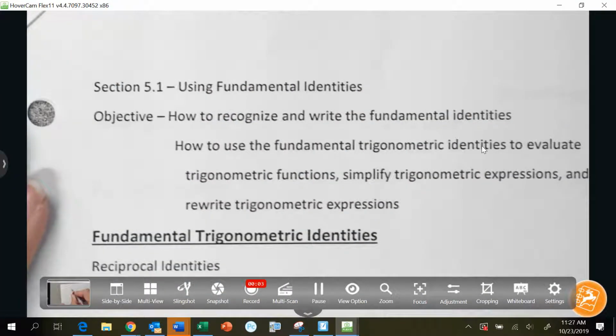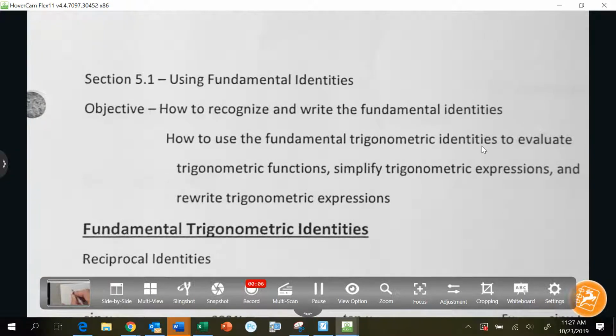So we're going to start chapter 5 of our book, even though we're barely using the book. And it's still all trig stuff. I told you trig stuff to the end of the semester pretty much. We're going to be learning about identities today.